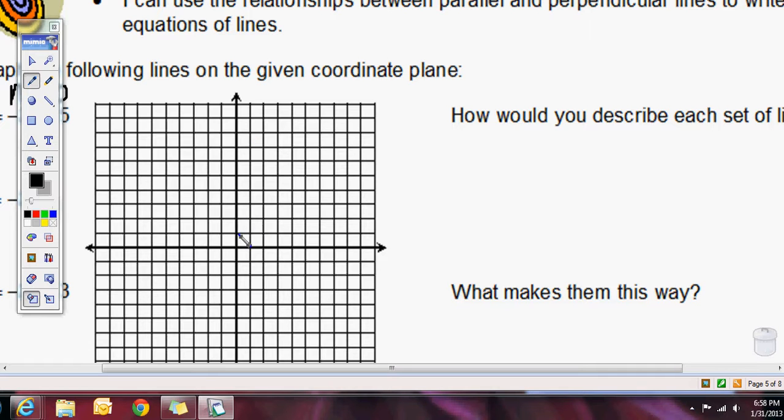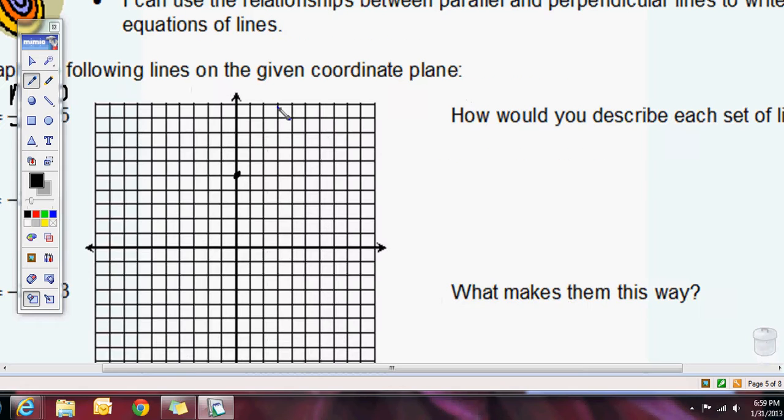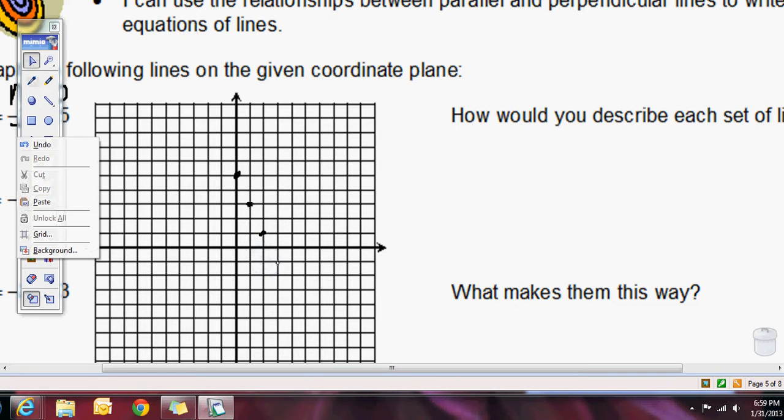So I'm going to go up 5, put my point there, and my slope, as you can see, is -2. Now there's no run written, so this is rise over run, -2 over 1. So I'm going to go down 2 over 1, down 2 over 1, down 2 over 1.